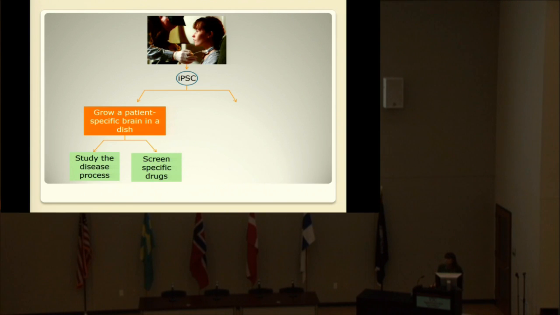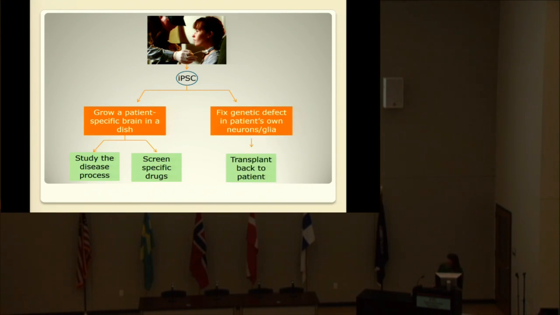So the eventual hope is we'll take cells from patients like Sabrina. Sabrina was 16 when she passed away from familial ALS. We derive stem cells from patients just like her, and then drive those stem cells towards the neuronal fate, create these brains in a dish, and use those to study the disease process, which is what my lab does, but also potentially to screen specific drugs for that particular patient. Of course, the other ultimate hope is that you might be able to correct the genetic deficit in that patient's cell, then grow essentially a neuronal graft and transplant it back into the patient.